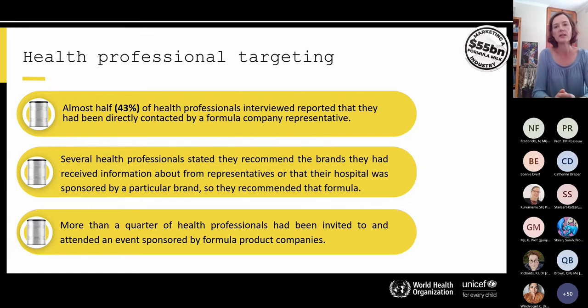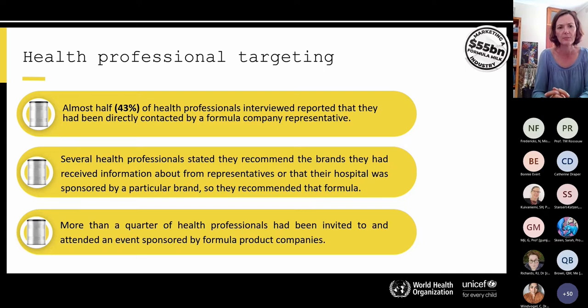Health professional targeting is one major part of industry marketing, and in South Africa, almost half of the health professionals interviewed reported that they had been directly contacted by a company representative at their place of work. Several of the health professionals stated that they recommend the brands that they had received information about from company representatives, or that their hospital was sponsored by a particular brand, and so they recommended that formula. And so these findings, you can see, are strongly aligned to what we've just heard in relation to the pharmaceutical industry, and many of the tactics and approaches are very similar.